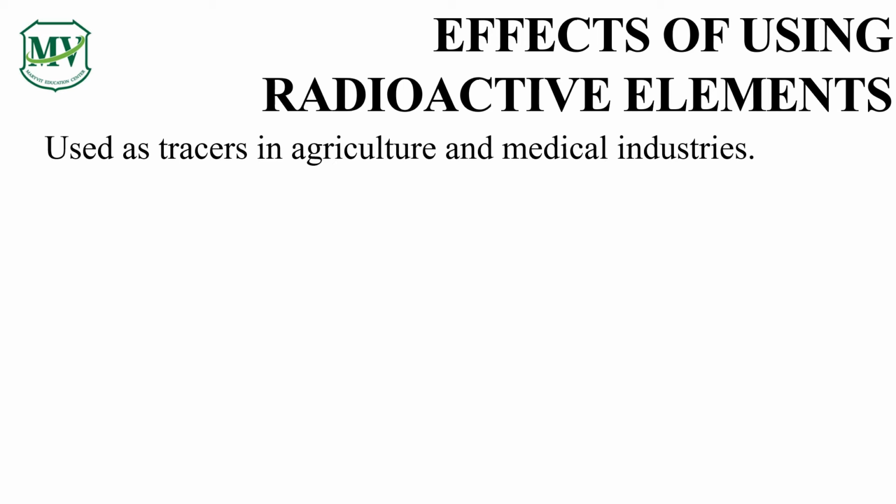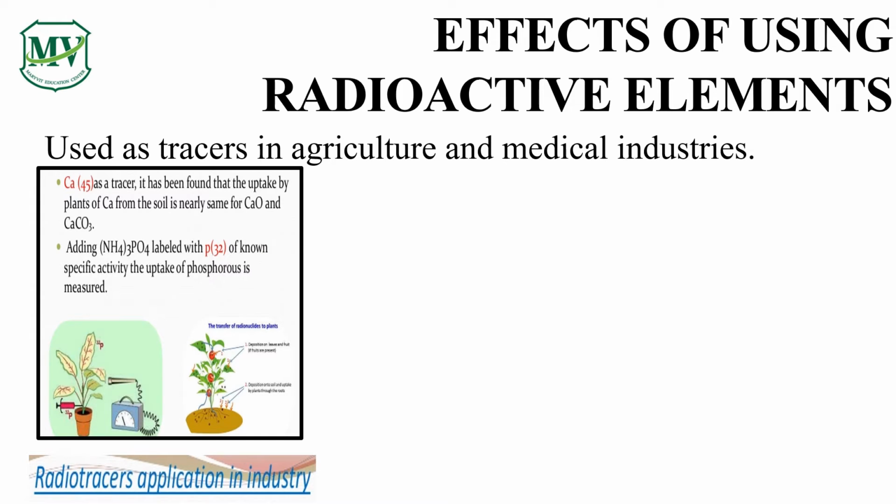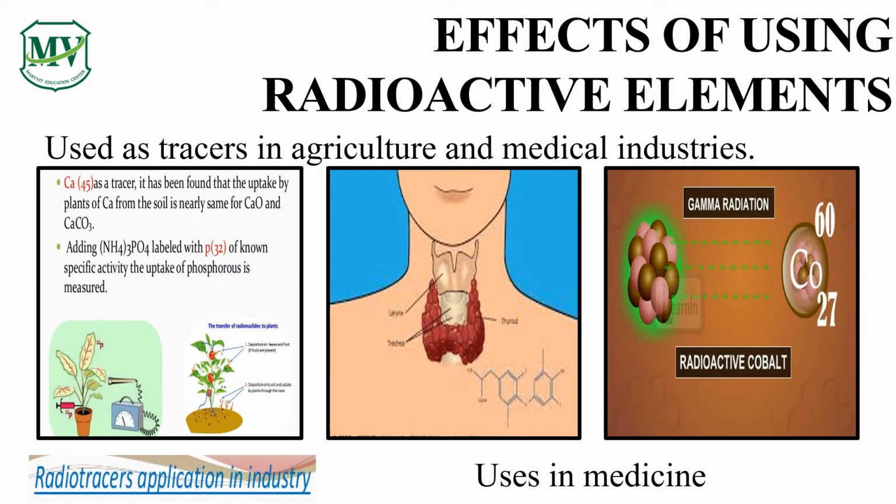Do you know that radioactive elements are used as tracers in agriculture and medical industry? You heard it right. For example, in agriculture, the optimum use of calcium carbonate and nitric acid as fertilizers. In medicine, radioisotopes like gamma radiation and radioactive cobalt are used as radioactive tracers. Tracers are a common application of radioisotopes.